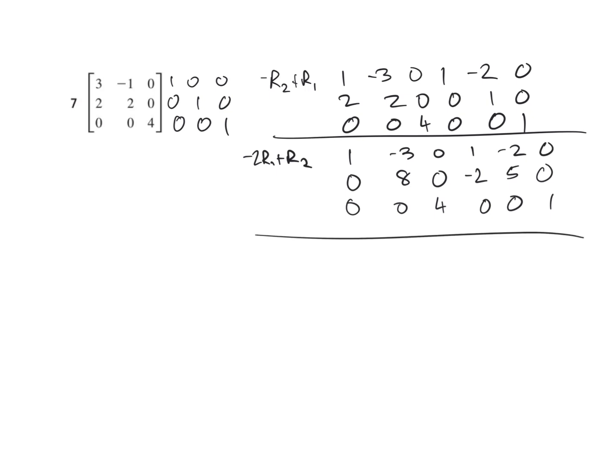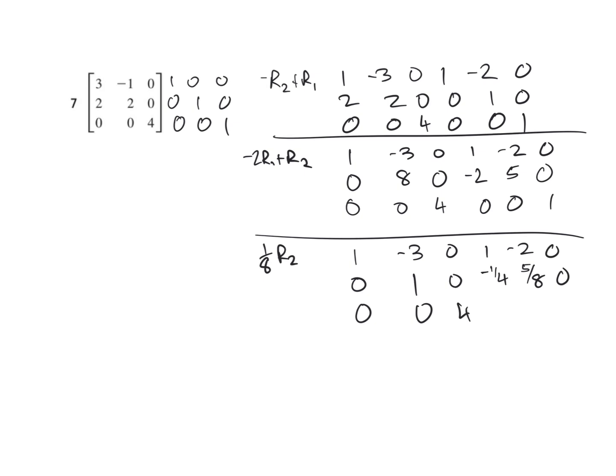So now what are we going to do? Well, we got to get 8 to be a 1. So we could take 1/8 of row 2. We can do that. You're going to get fractions, so let's just do it. So 1, negative 3, 0, 1, negative 2, 0. 0, 1, 0. Negative 1/4. And 5/8. And 0. And 0, 0, 4.